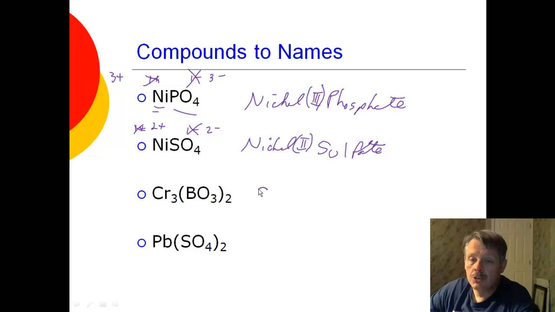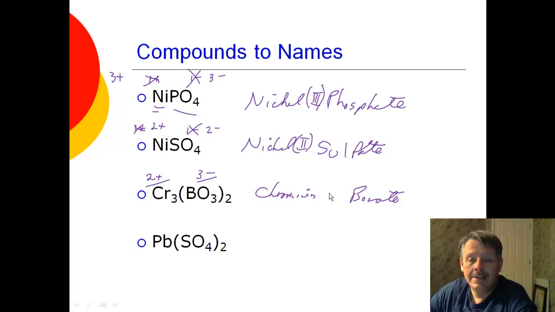All right, this is chromium, and it's borate. And when I do my crisscross, that's a 2 plus and a 3 minus. Does borate take on 3 minus? It sure does. So this is chromium. Do I need to put a 2 there? Well, again, just pick up your handy-dandy ion chart and look for chromium. And if you find chromium, and it says that it's chromium 2, then yeah, you have to put the chromium 2 there because it's a transition metal. There are only a few of them you don't have to do that with. All right, how about this one?